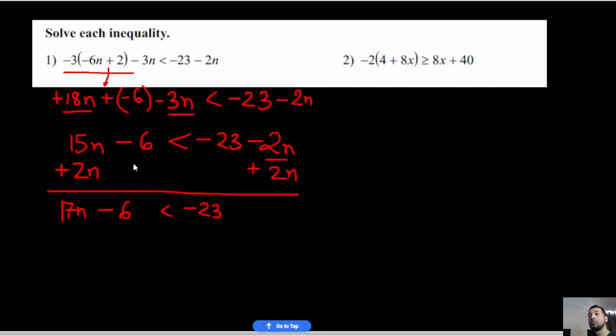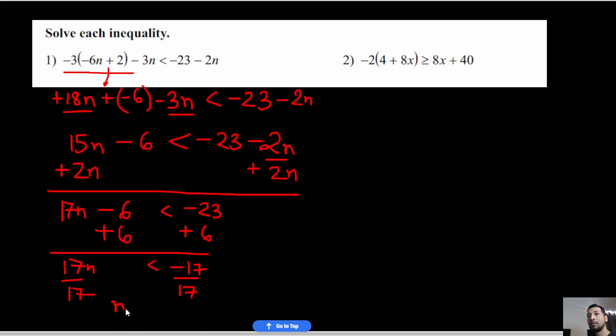Now we need to get rid of this 6, so add 6 on both sides. If you add 6, we get 17n less than negative 23 plus 6, that is negative 17. We just divide both sides by 17 and we get n less than negative 1.